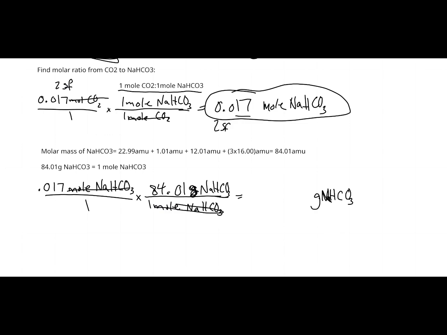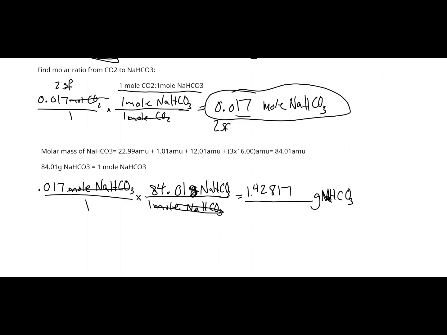All right. Now, this answer that I'm going to write here, I'm going to actually just put the raw answer for it. I am not going to put the clear sig figs yet, but I am going to do 0.017 times 84.01. And that's just the regular answer, 1.42817 grams of sodium bicarbonate.